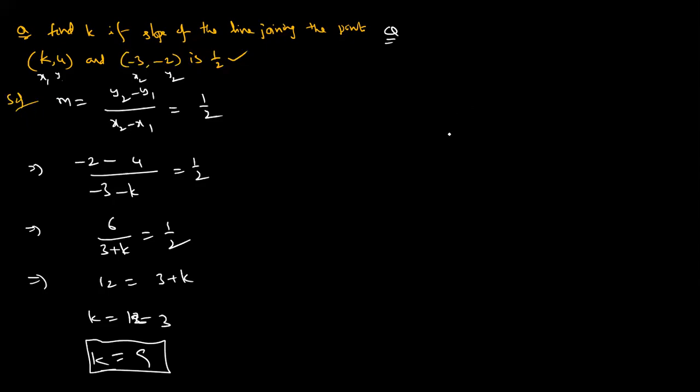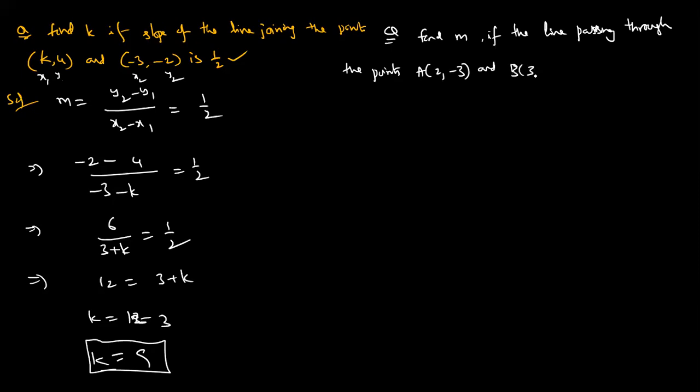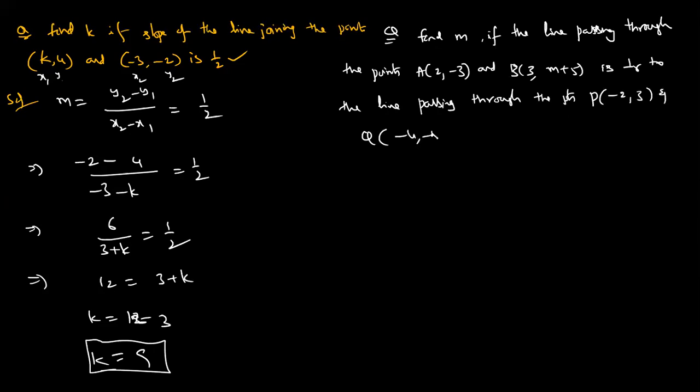Okay. Fine. If the line passing through the points A 2 comma minus 3, B 3 comma m plus 5 is perpendicular to the line passing through the points P minus 2 comma 3 and Q minus 4 comma minus 5.